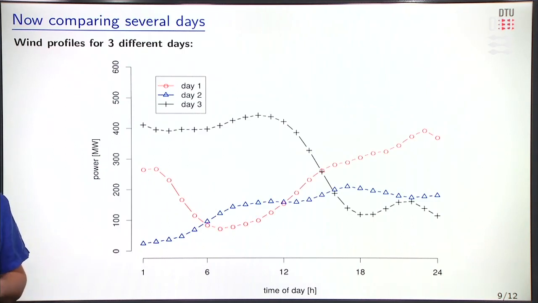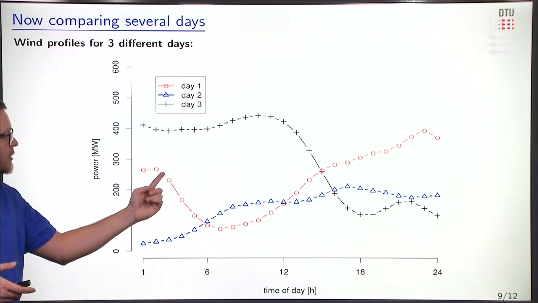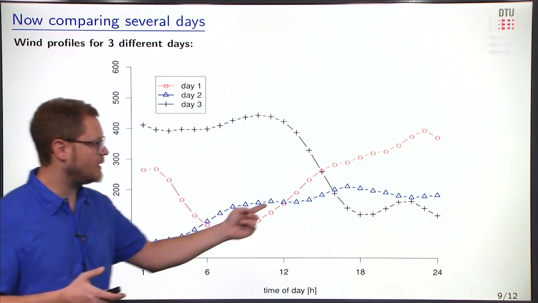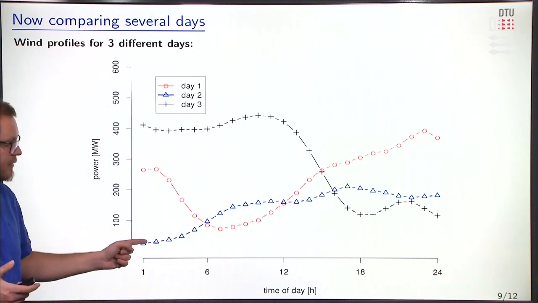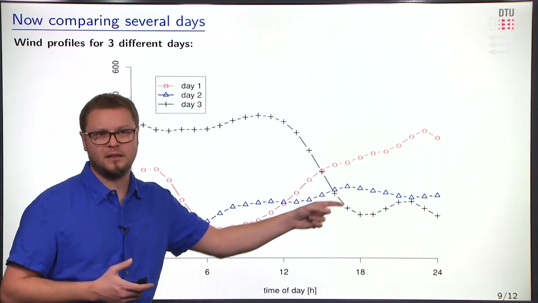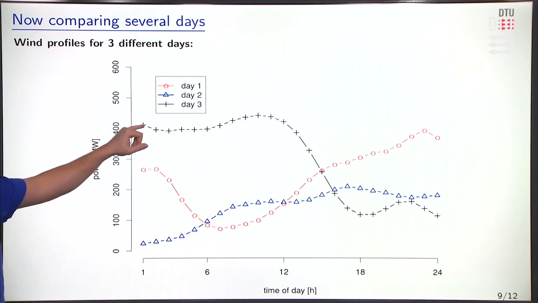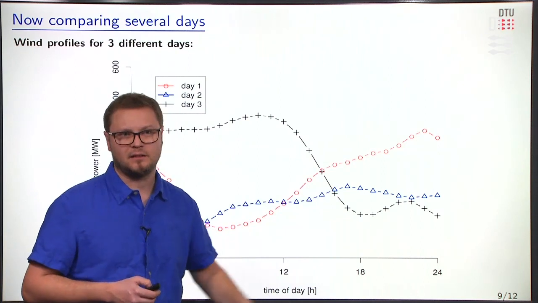We may compare what happens for several days with different wind profiles. We may look at a day where the wind power generation is expected to be average at the beginning, then low, and then picking up again. Some other day, day 2 here, where we start at very low wind power generation, but then it's going up steadily to an average level. Or a third day where we start with very high wind power generation, but then it's going to drop at the end of the day.